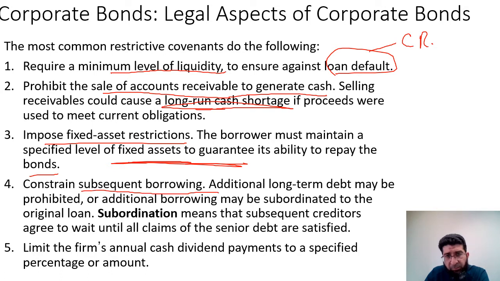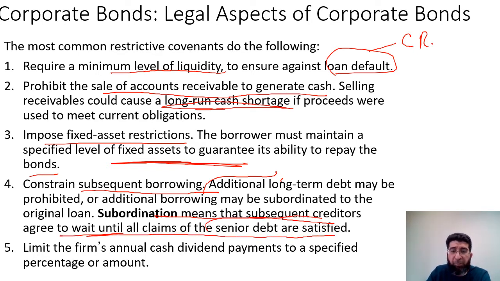Constrain subsequent borrowing. Too much borrowing can create risk for the earlier investors. So if a firm issues the bond once, then twice, then three times, each of a large amount, the first series bondholders' risk will start increasing. To contain this, we have to look at this provision, which means they have to constrain subsequent borrowing. There is also a concept of subordination, which means that the subsequent creditors agree to wait until all claims of the senior debt are satisfied.